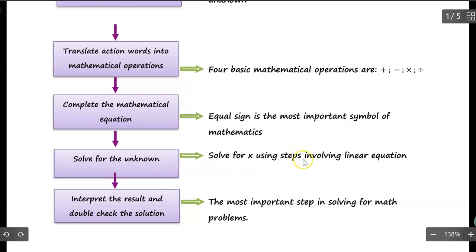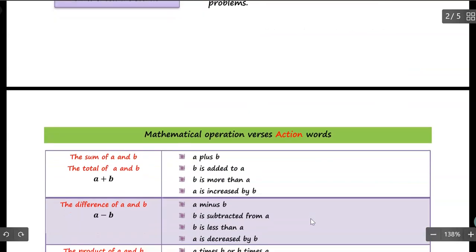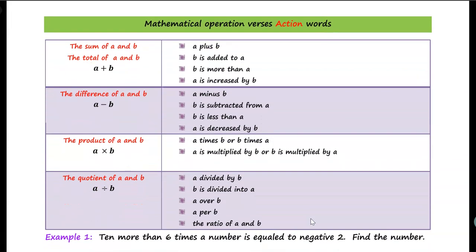We can use all the steps that we have learned in previous units or previous lessons involving linear equations to solve for x. The very last step is to interpret the result. When we double check the solution, we can make sure that the left-hand side equals the right-hand side, or in this case, we should read the word problem and substitute our unknown into the equation to see if it makes sense. Alright, now let's get started. But before we continue with the example, we should review the action words versus the mathematical operations.